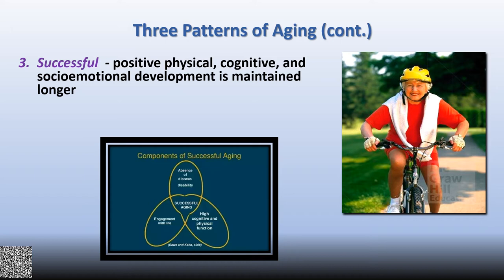They look at successful aging as a three-part thing that includes the absence of disease and disability. So to a certain point, that's the physical part, and that there's still high cognitive and physical function, and this social engagement piece is still important.